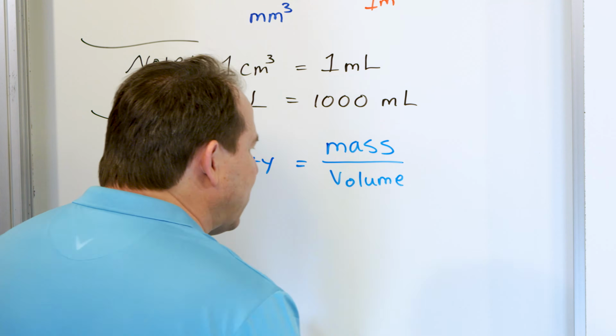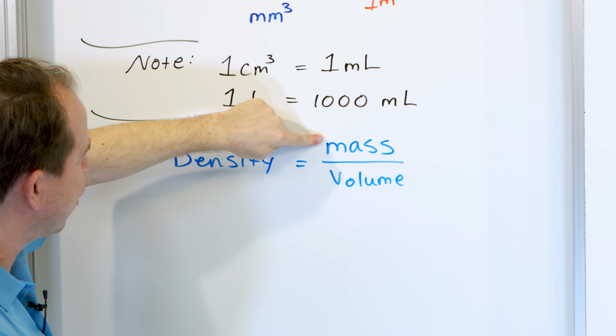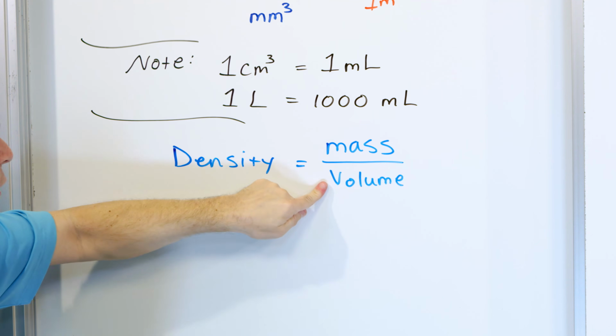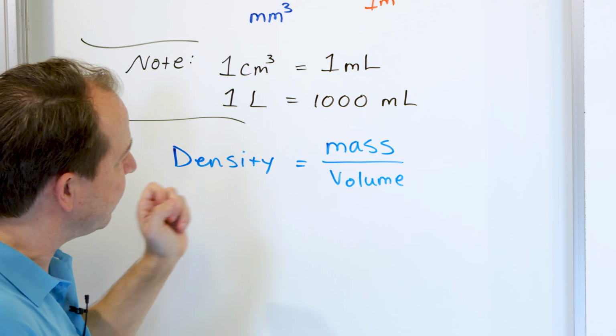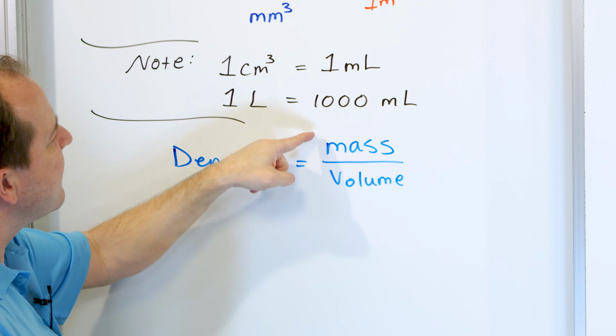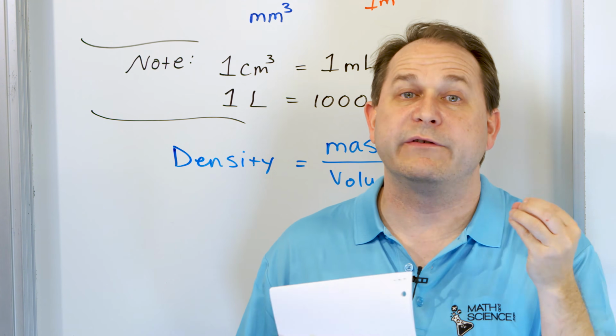So it's a derived unit because we take a unit of mass, which is one of the core units of the SI system, and a unit of volume, which is again coming from the length, but it's coming from meters, or cubic meters, cubic centimeters. And we're creating a new unit by taking the mass and dividing it by the volume. So it's a derived unit.